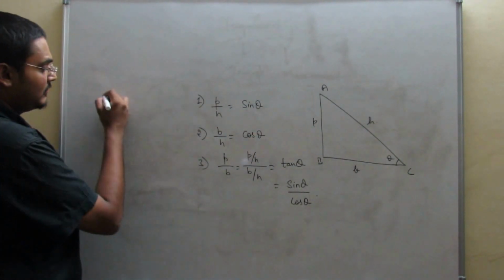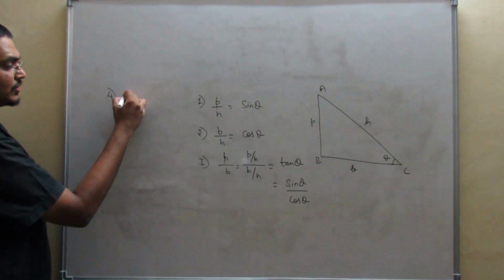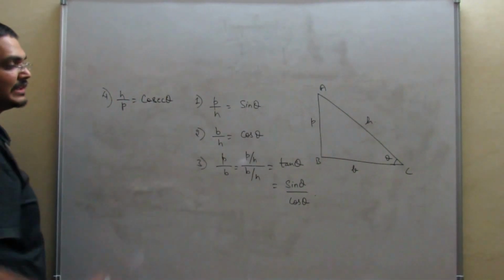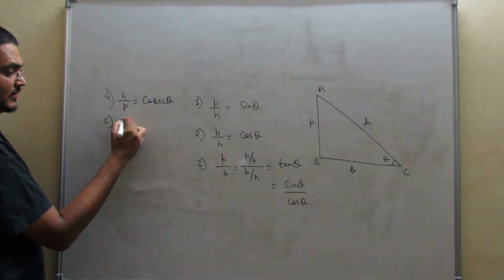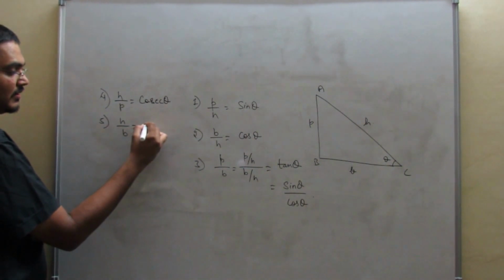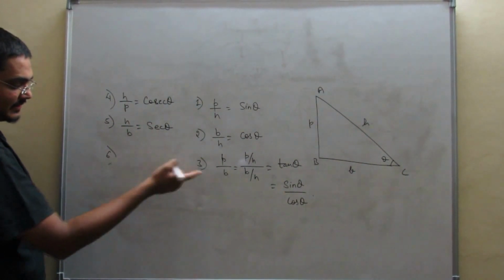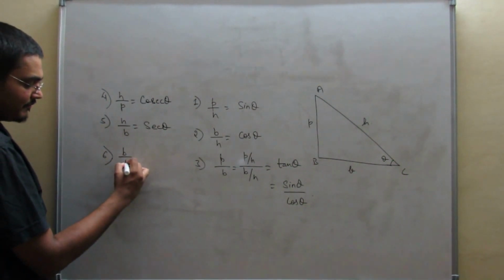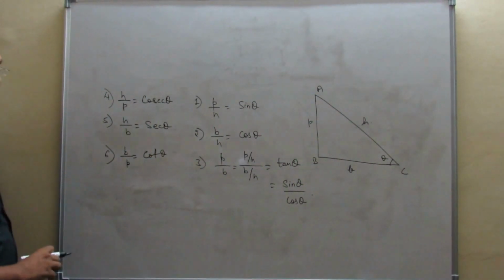Now the fourth ratio would be reciprocal of sine theta. So h upon p, this is cosec theta. Fifth ratio is reciprocal of cos theta, h upon b, sec theta. And sixth is reciprocal of tan theta, b upon p, which is cot theta.